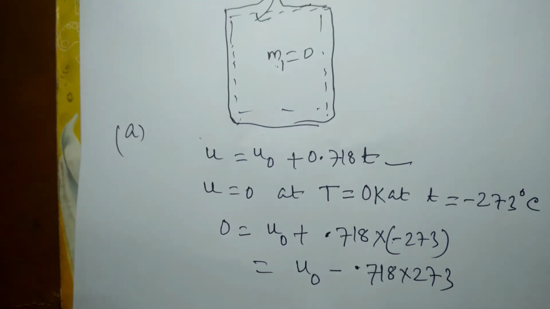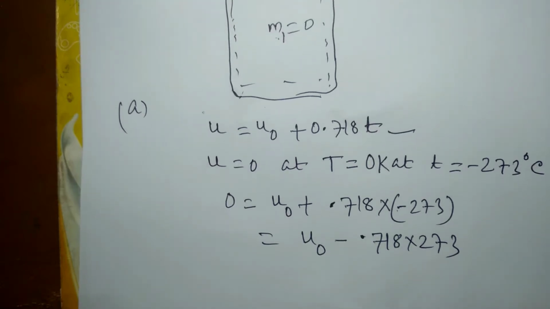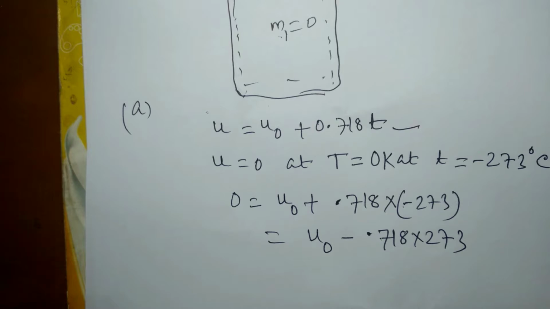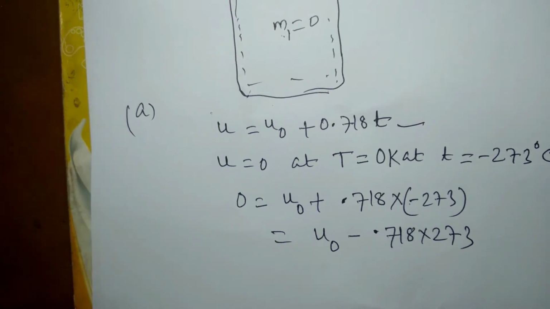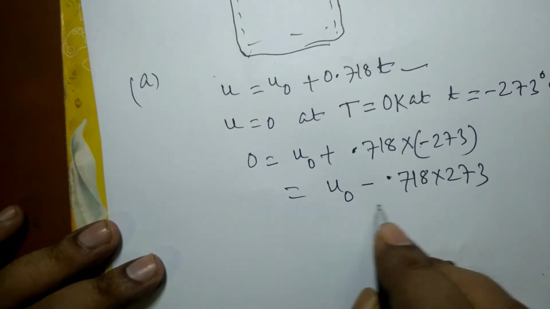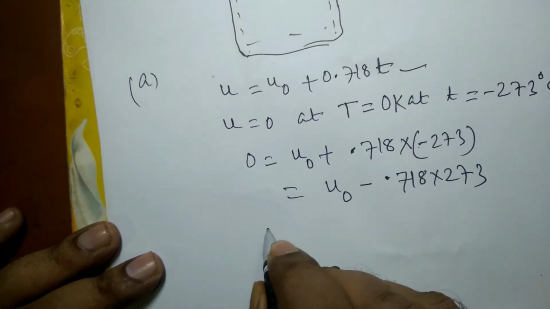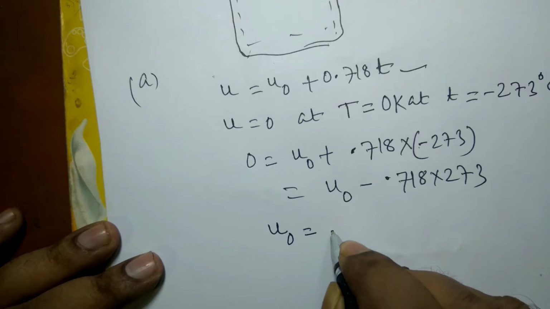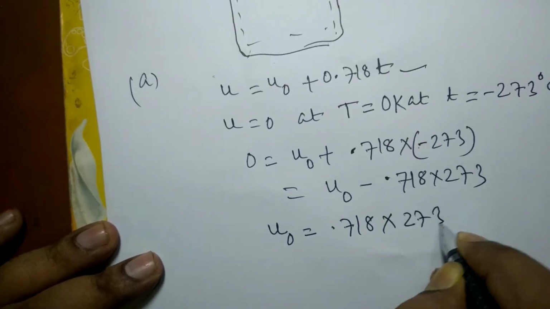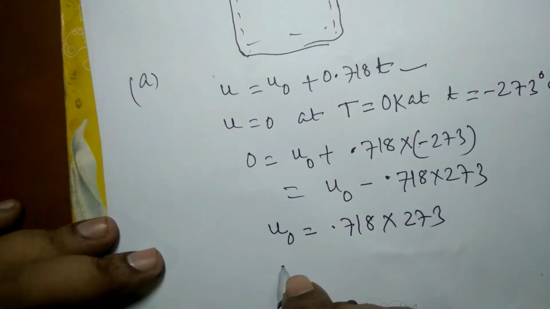We know that at T is equal to 0 Kelvin, at absolute temperature 0 Kelvin, the specific internal energy is 0. So this is the equation from which we obtain U0 is equal to 0.718 multiplied by 273.